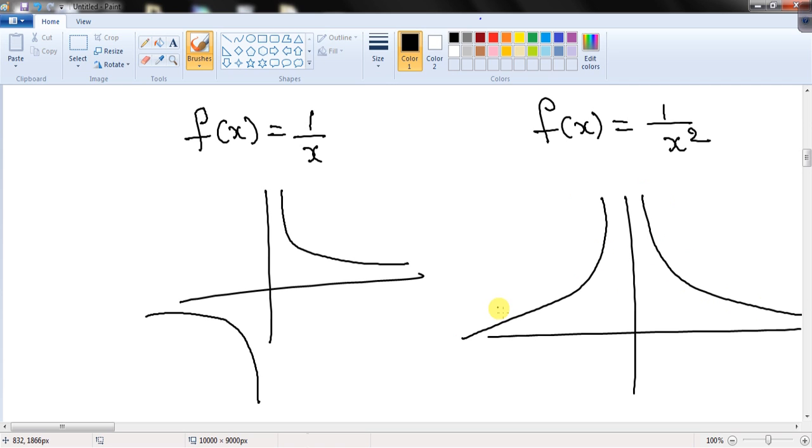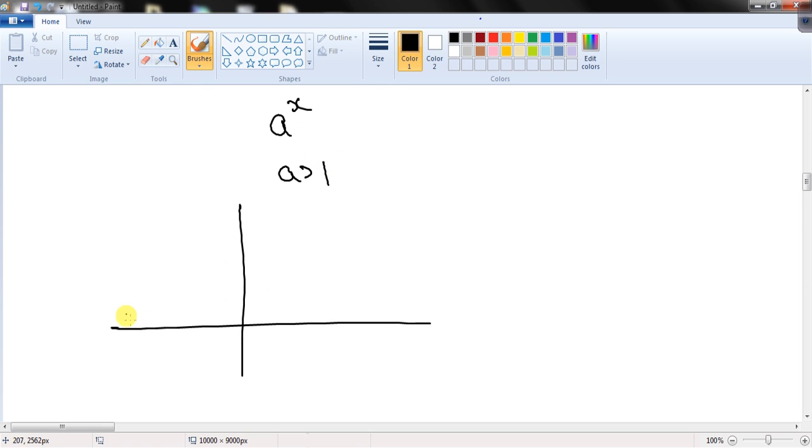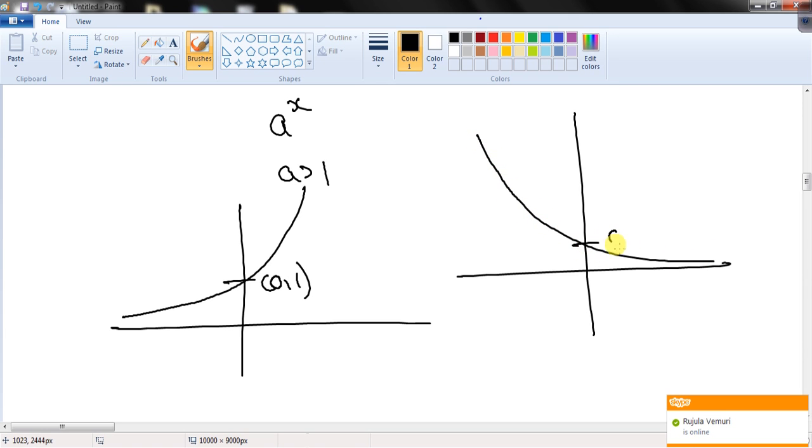Next we should know about exponential and logarithmic functions. As I said, these are the basic graphs which definitely each and everyone should know, and they should have this in their mind. If a is greater than 1, then the shape would be something similar to this, where this point is (0, 1). If a is less than 1, then the shape would be something like this. This is (0, 1).